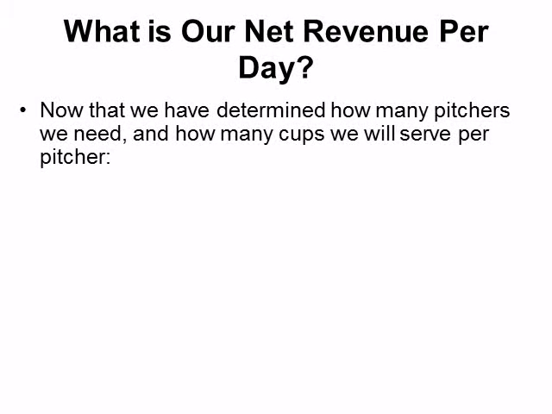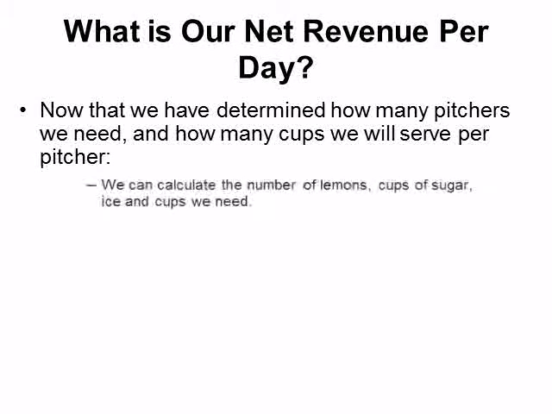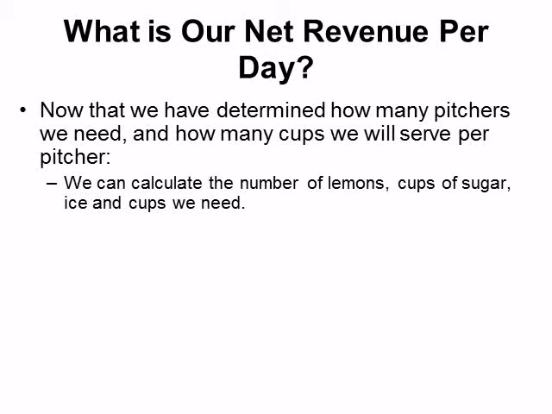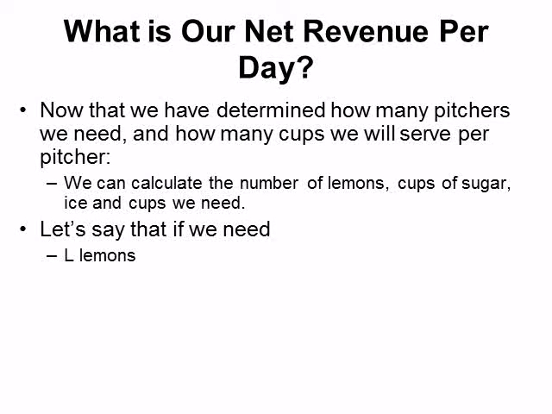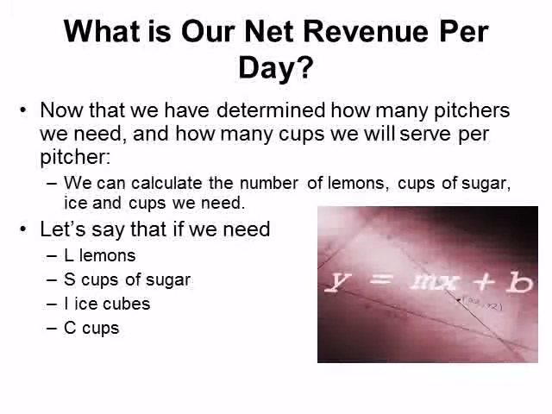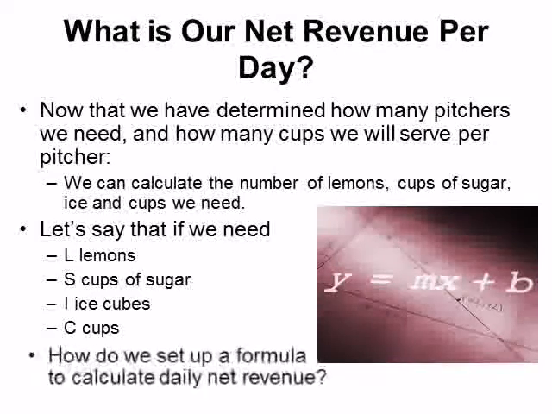The next thing to figure out is how we're going to calculate our net revenue per day. Well, now that we have determined how many pitchers we need, and we've figured out the number of cups we will serve per pitcher, we can now go on to calculate the number of lemons, cups of sugar, and the ice in the cups that we need. So let's give some variable letter names to each of our ingredients. Let's say that L stands for lemons per pitcher, S stands for cups of sugar per pitcher, I stands for ice cubes per pitcher, and C stands for cups per pitcher.